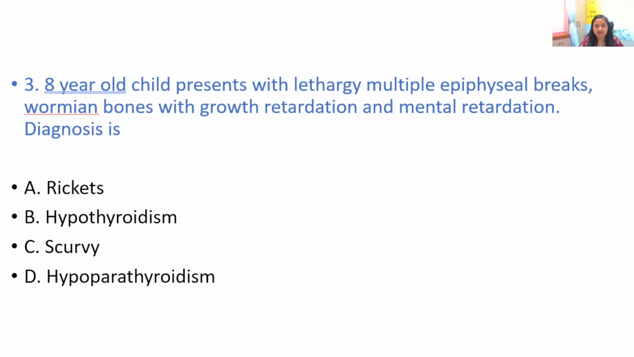An 8-year-old child presents with lethargy, multiple epiphyseal breaks, Wormian bones with growth retardation and mental retardation. Diagnosis is? First of all, look at the clues in the question. Mental retardation is one of the clues. Then there is lethargy, multiple epiphyseal breaks and growth retardation, right? Now with mental retardation, scurvy, hypoparathyroidism and rickets are out, but hypothyroidism leads to mental retardation, lethargy and growth retardation, right? So here the answer is hypothyroidism.